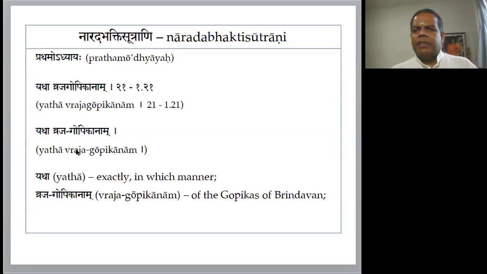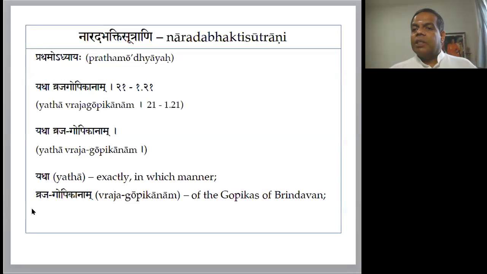If we just split the sandhi, there are no real sandhi changes in this sutra. But I have just put yatha and vrajagopikanam, just separated vraja and gopikanam. Let's look at the meaning. Yatha means in which manner, or it can also mean exactly. Both the meanings are possible.